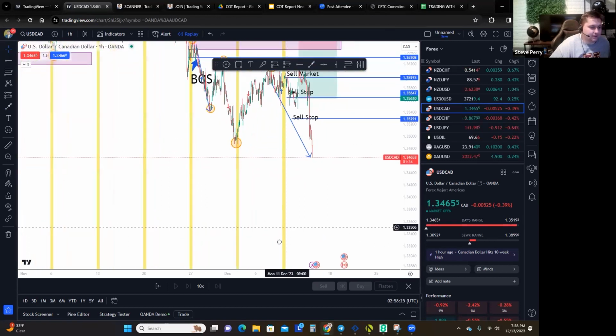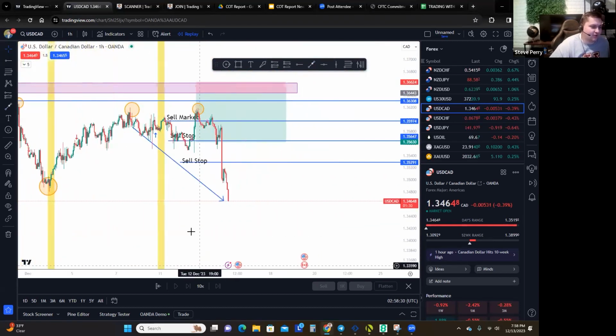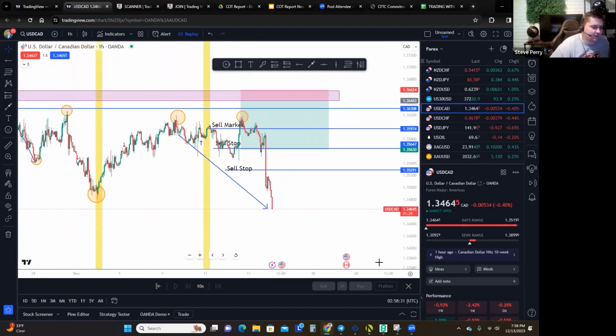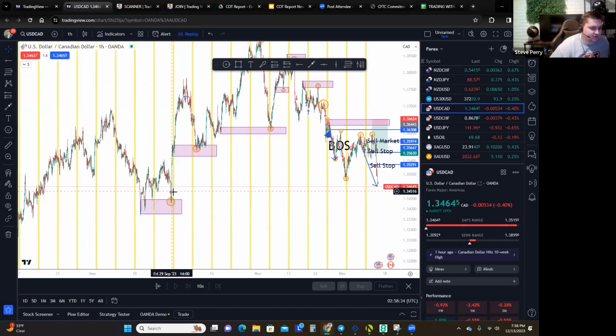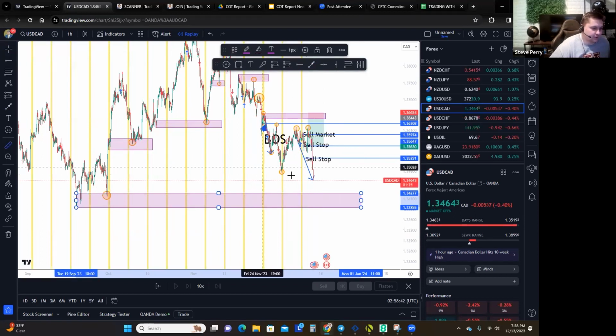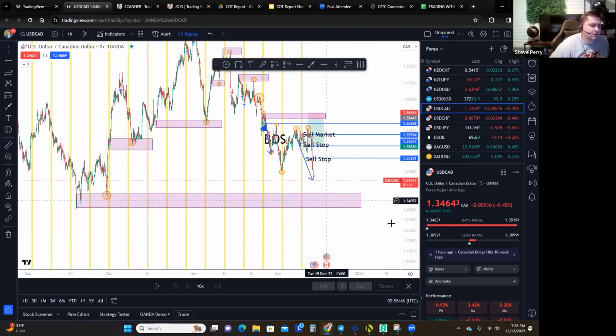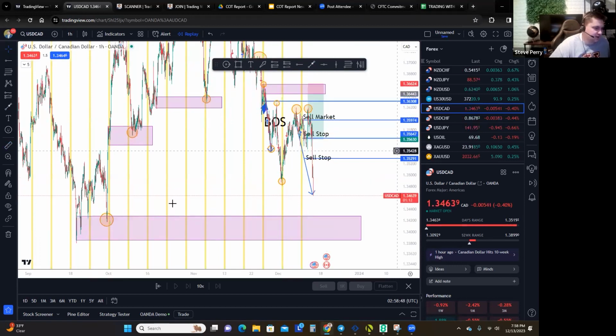So that is the long-term signal. We'll see how far that goes. I don't know if there's demand. It looks like there's demand down here, but that could actually keep going on that USD CAD. We could see that go another 37 pips or so. We'll see. But there it goes.